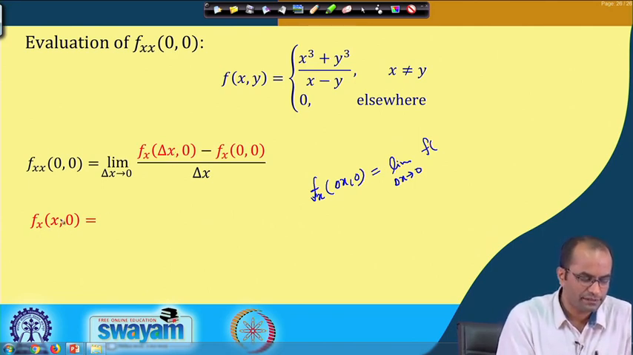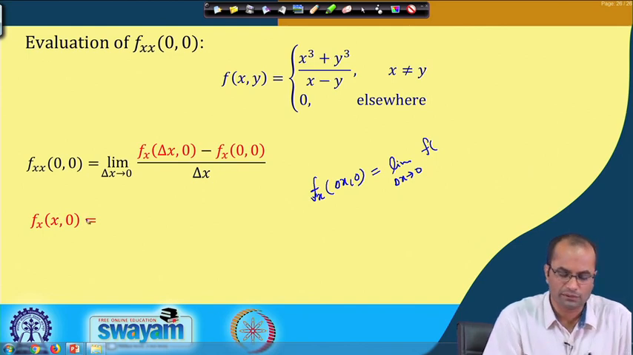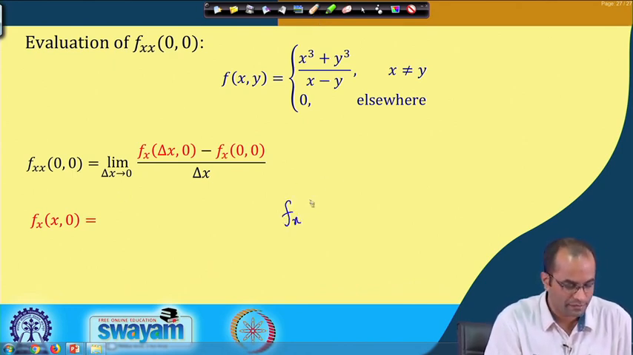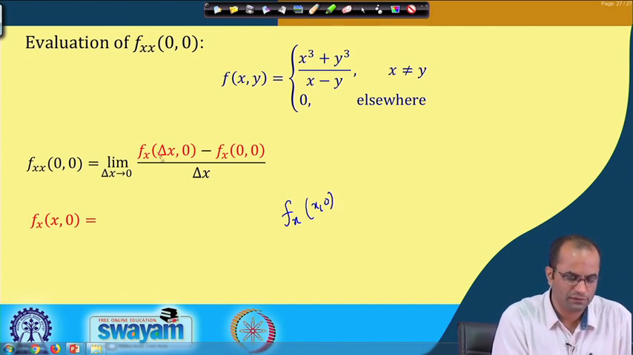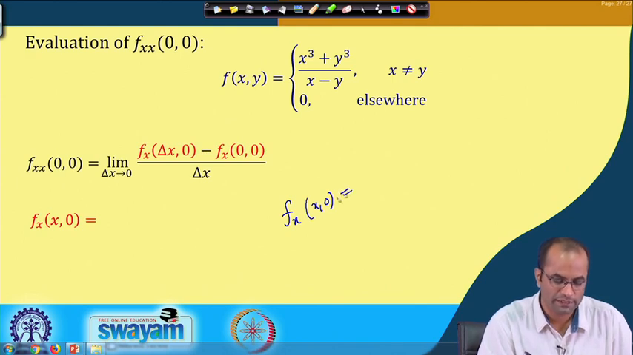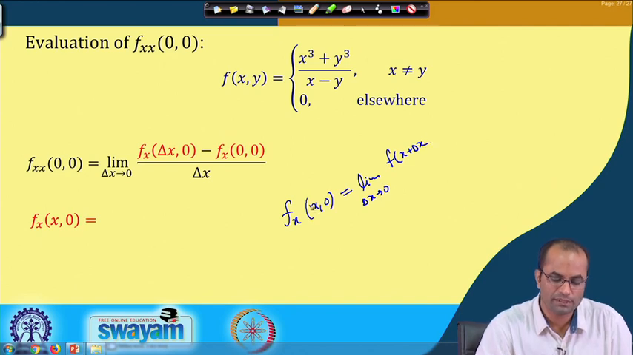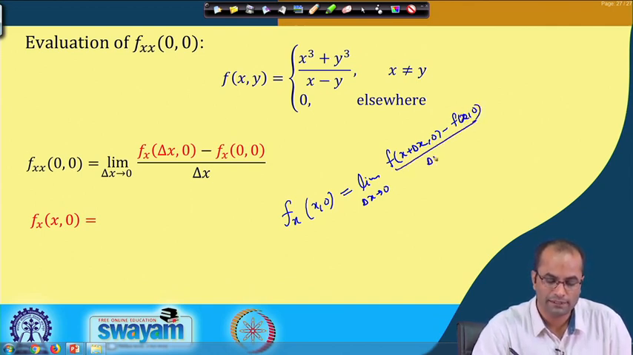Let us compute this f_x at a general point (x, 0). So, instead of Δx, 0 we choose f_x at (x, 0), and later on we will substitute this point as (Δx, 0). So, at any general point (x, 0) we are computing the derivative: the limit as Δx goes to 0 of f(x plus Δx, 0) minus f(x, 0), over Δx, because the increment has to be made in the first argument.